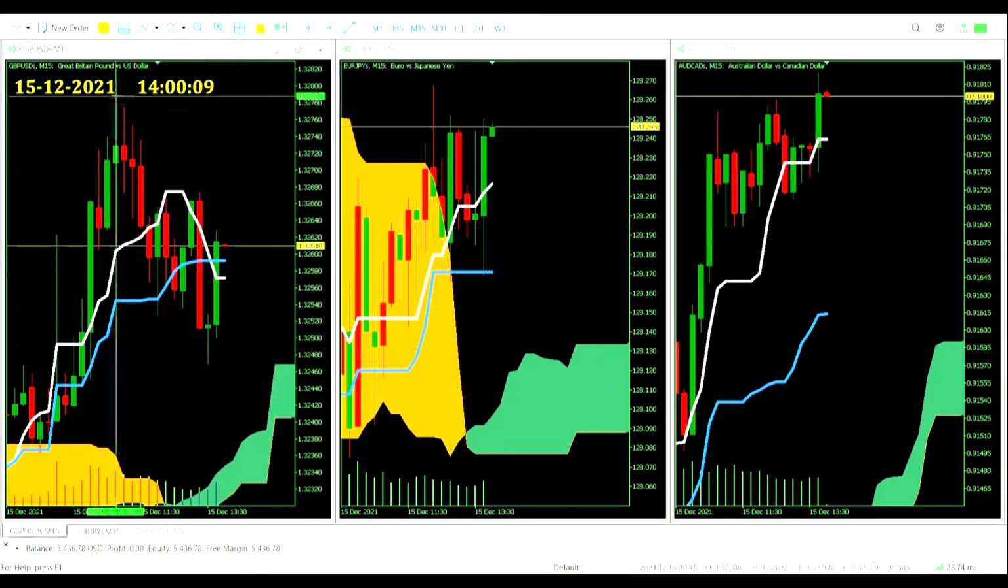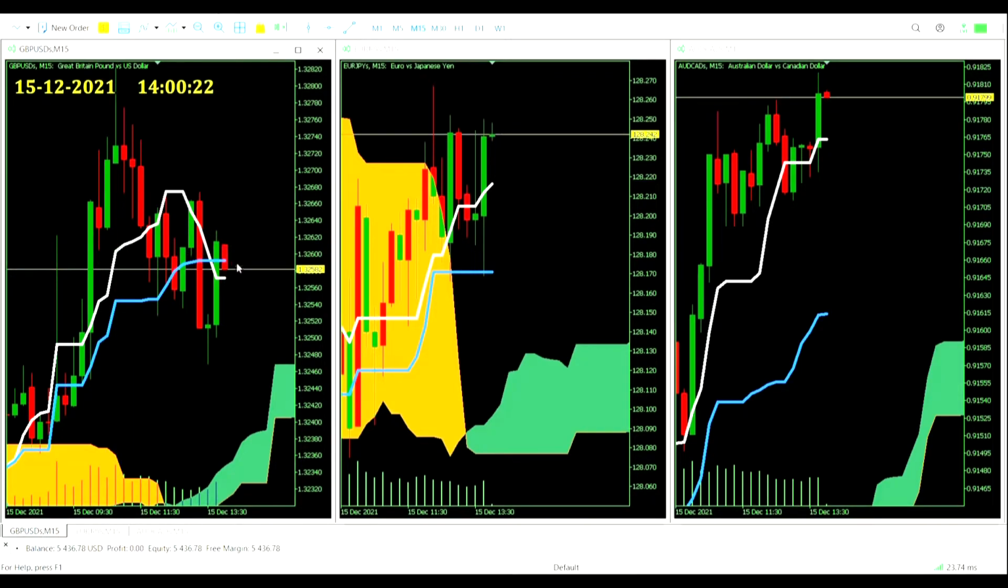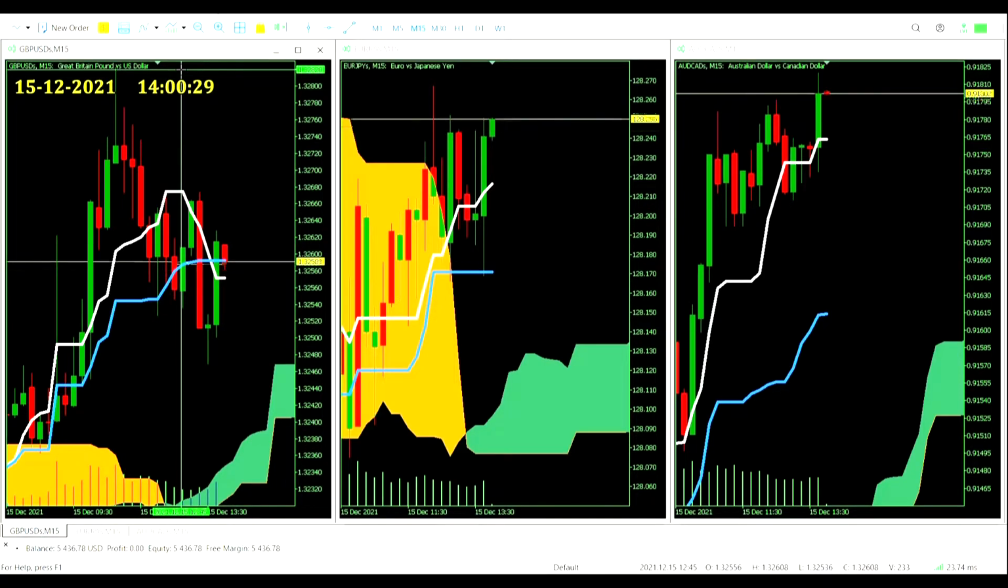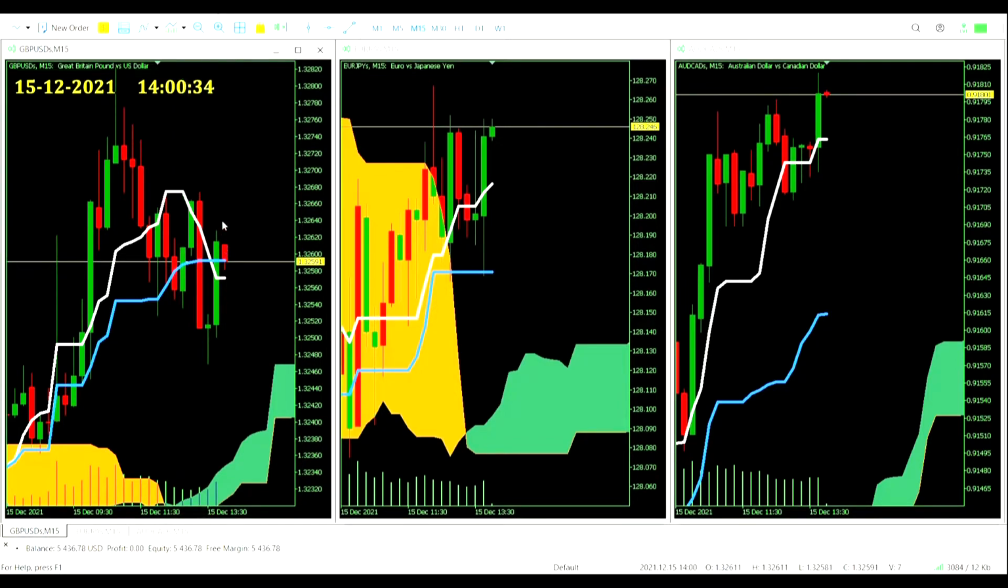The KIJUN sen will still be using this high up here, so we'll either have to wait 10 or 15 periods for that to fall off, or try and see the TENKAN sen make a high. If we could get above this price, that's what would get us in. Maybe we don't want that signal, but let's see what happens.